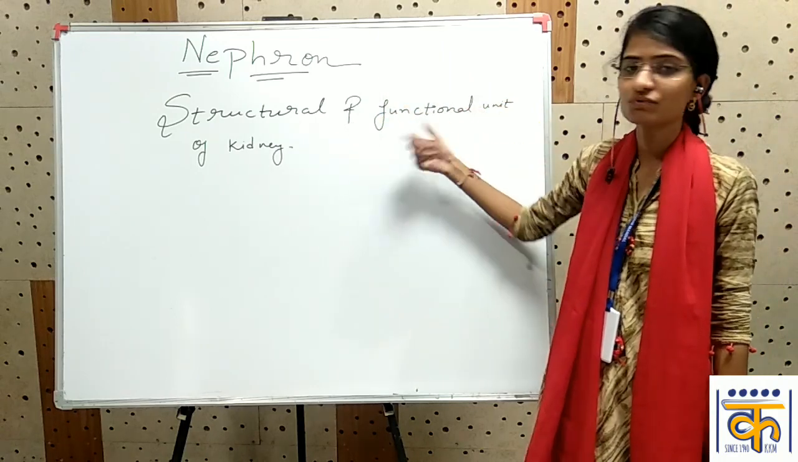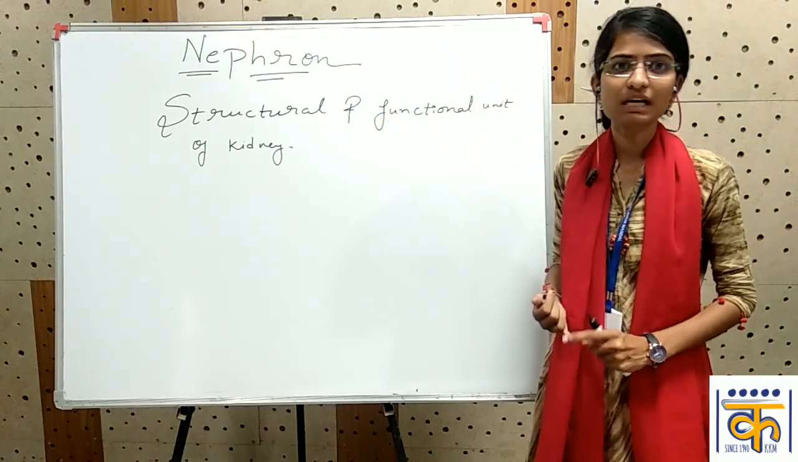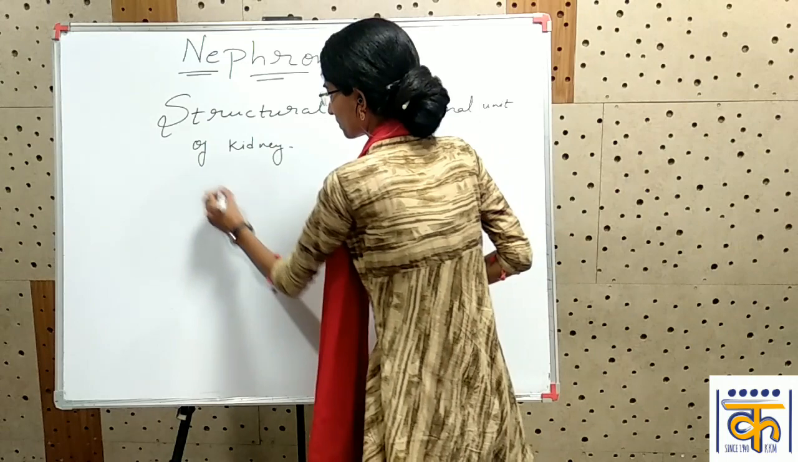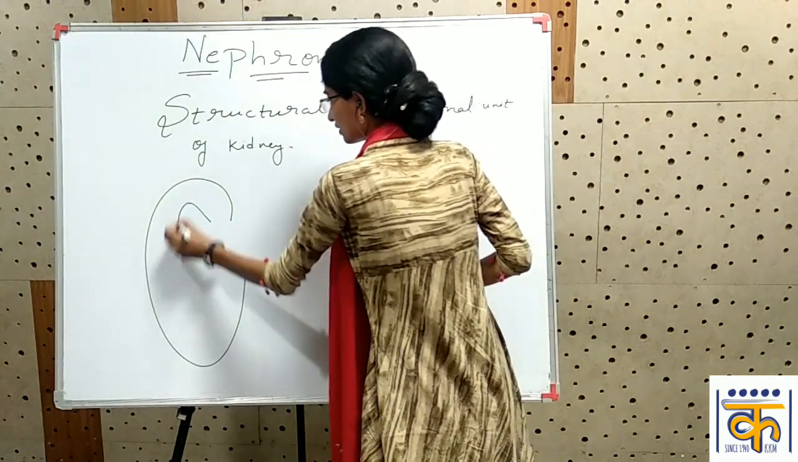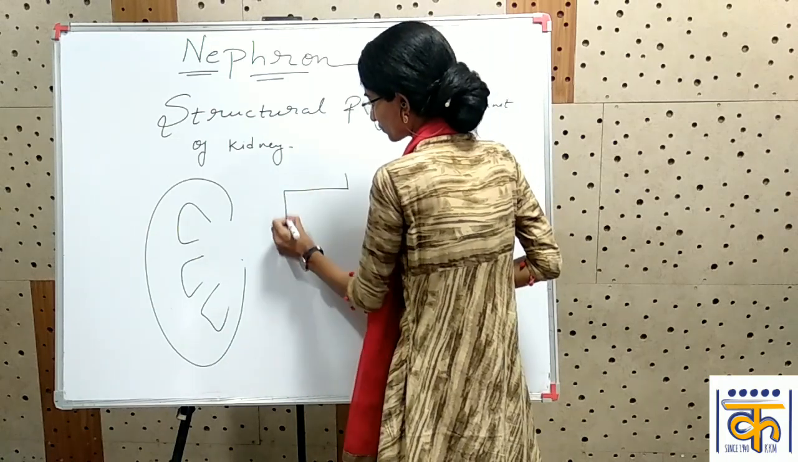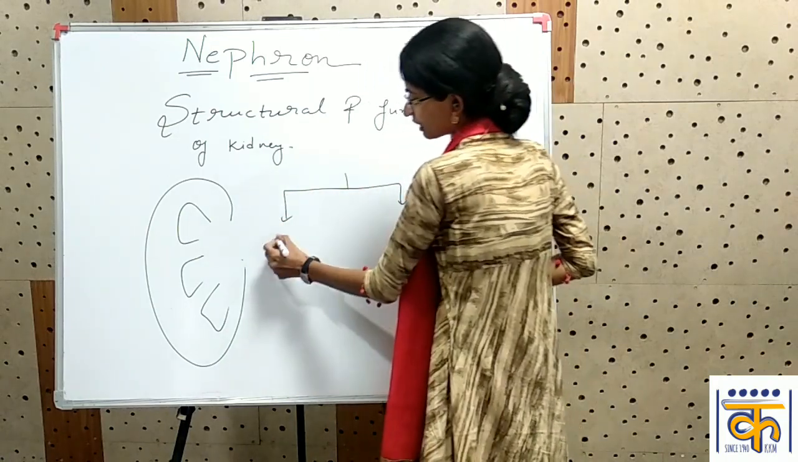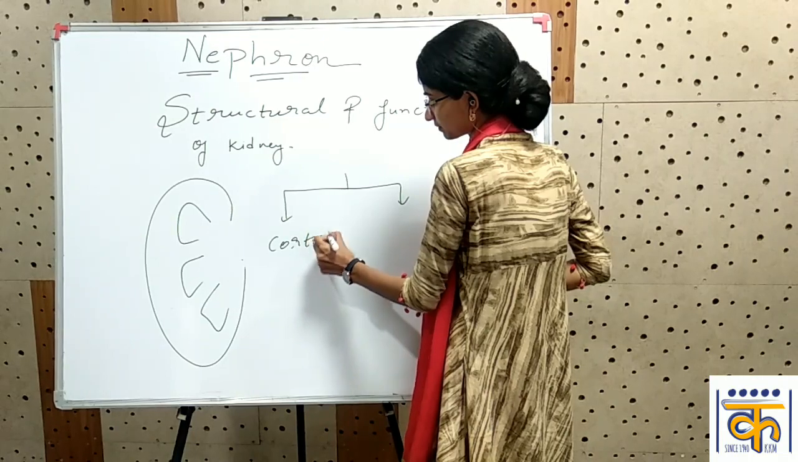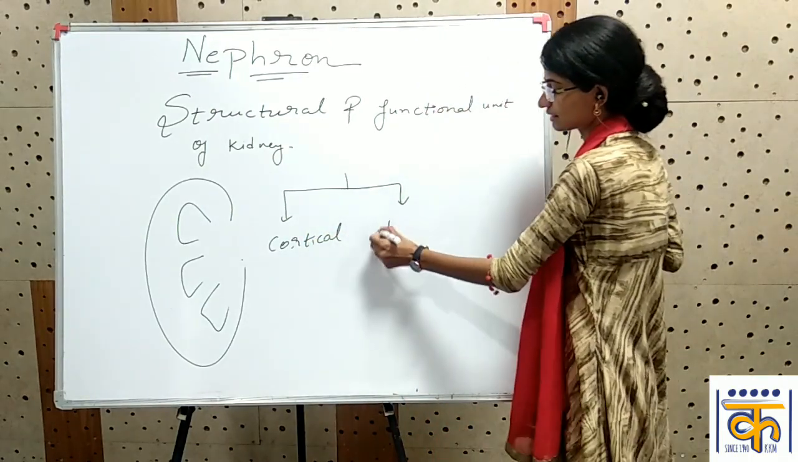Nephron, that is the structural and functional unit of the kidney. First we'll understand its location in the kidney. In the kidney there are two types of nephron. One is cortical nephron and the other is juxtamedullary.